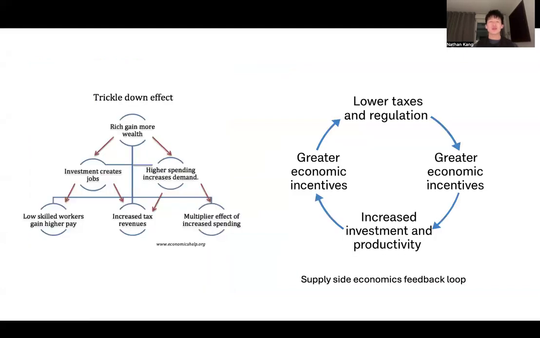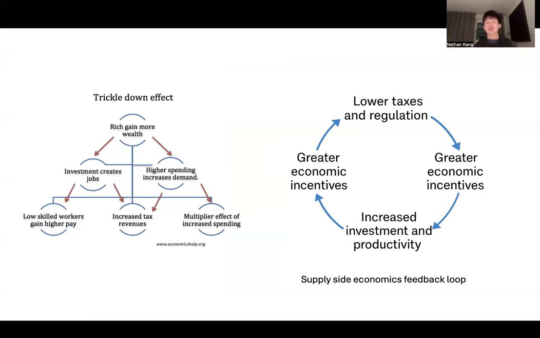Now, if we look at the visual representation on the left, we see the trickle-down effect. It has this pyramid structure where at the top, the rich are gaining more wealth due to these tax cuts, and theoretically, they're going to use that increased wealth to invest, spend more, and this is going to hopefully benefit those on the lower tiers of our pyramid.